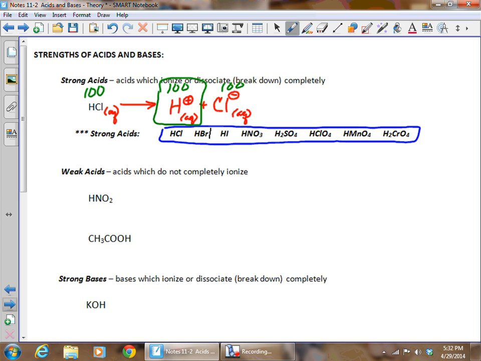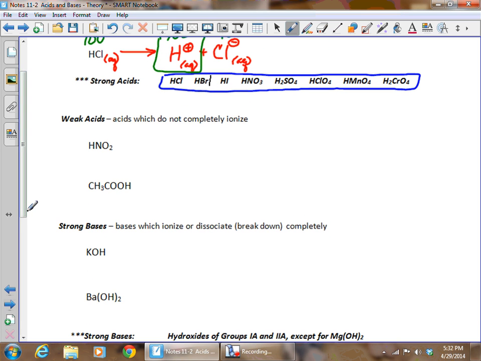Now let's look at how we would do the weak acids. They're done the same way in ionization. We're just going to use a different kind of arrow.